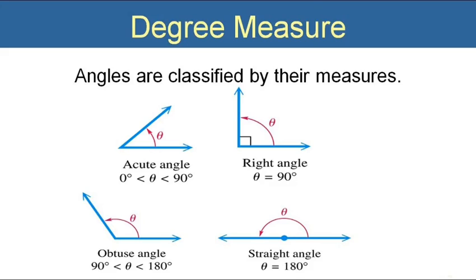We can classify angles by their size. An acute angle is between 0 degrees and 90 degrees. They have this sharp point here. A right angle is perfectly square. The angle theta equals 90 degrees. An obtuse angle is between 90 and 180, and of course straight is exactly 180.